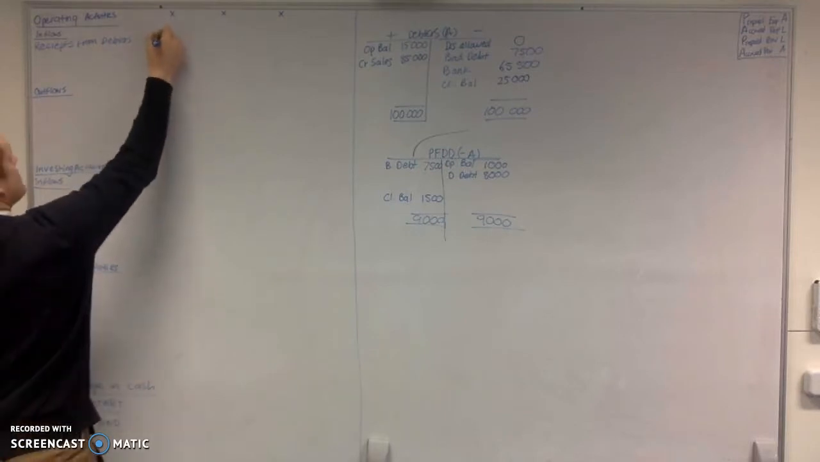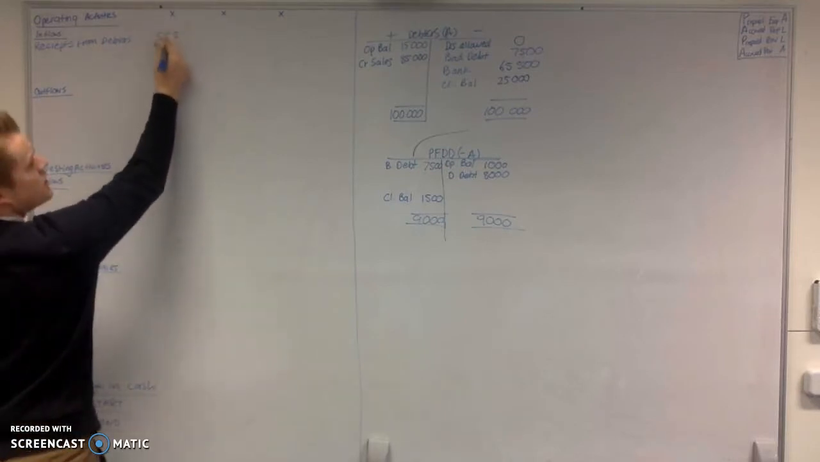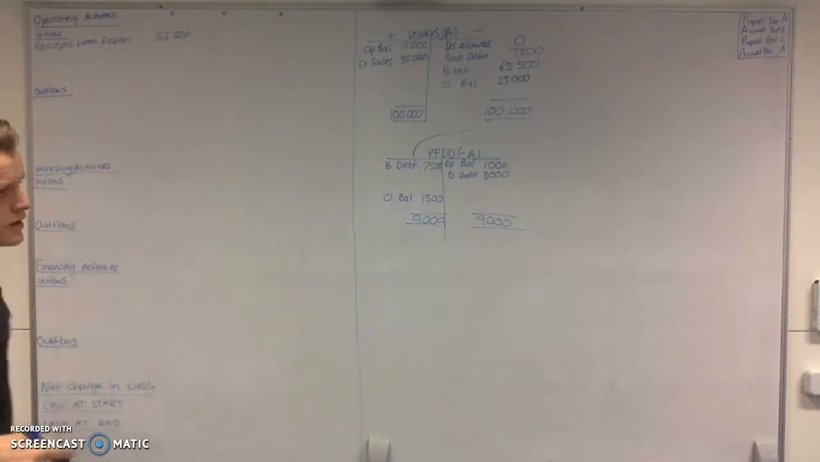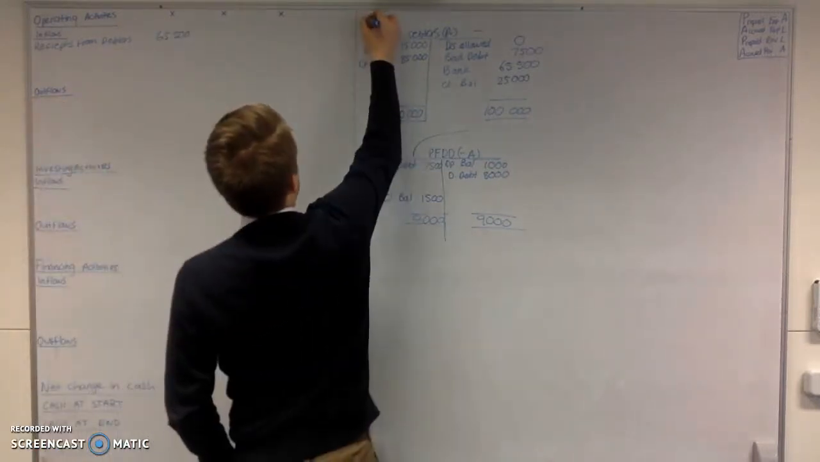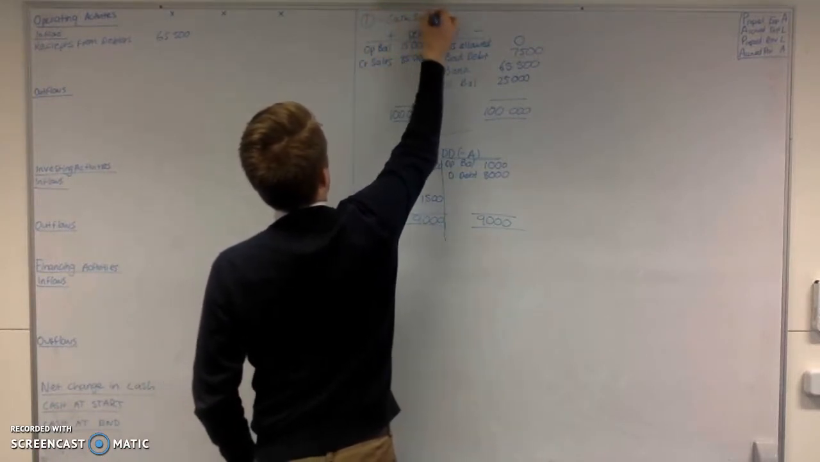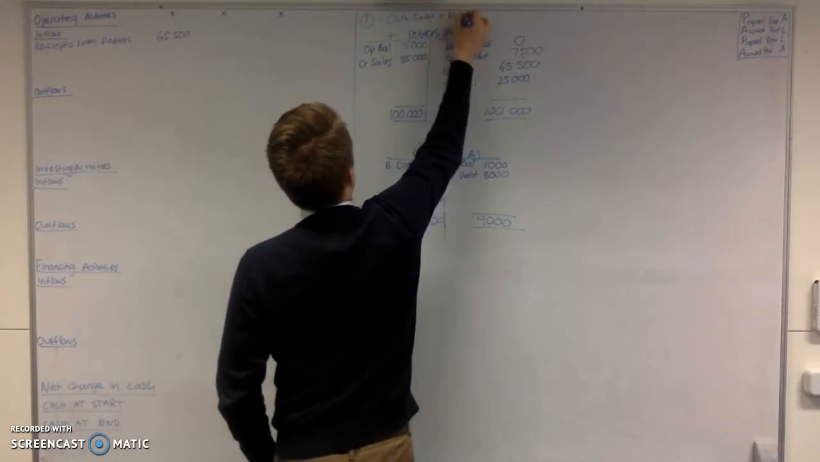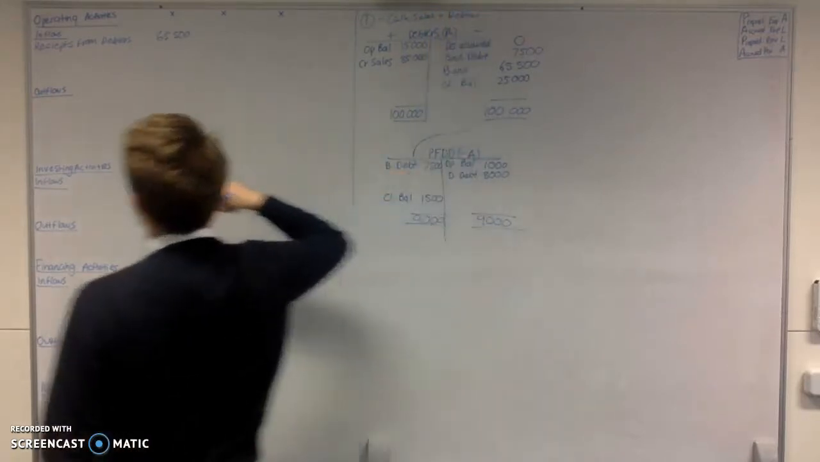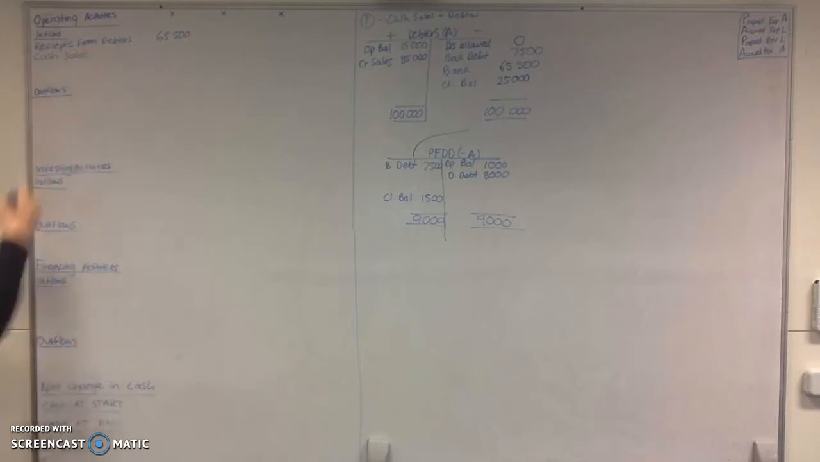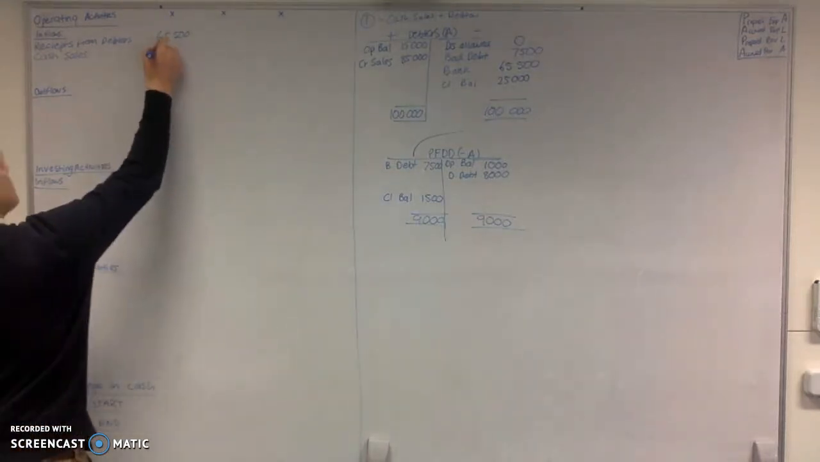Receipts from debtors, 65,500. Okay. Remember, we're doing this first step, but not to forget cash sales as well. Cash sales are a cash transaction, so they go straight into the operating activity section of the cash flow statement, and the cash sales for the business were $60,000.